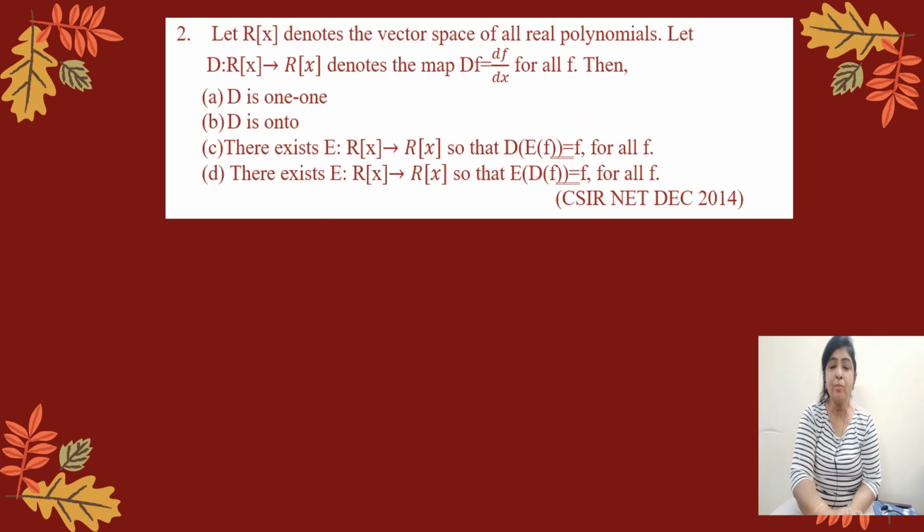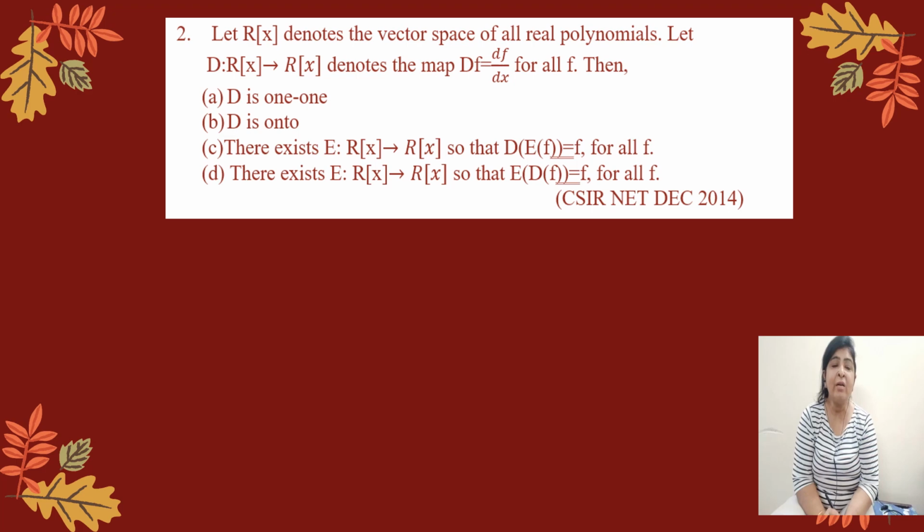Next we have: let R[x] denote the vector space of real polynomials. We know how to define a vector space. If you take two vectors v1 and v2 from V, a non-empty set, then v1 plus v2 belongs to V, and alpha v belongs to V, where alpha belongs to the field. So R[x] satisfies both these properties. That's why R[x] is a vector space, and it denotes all real polynomials.